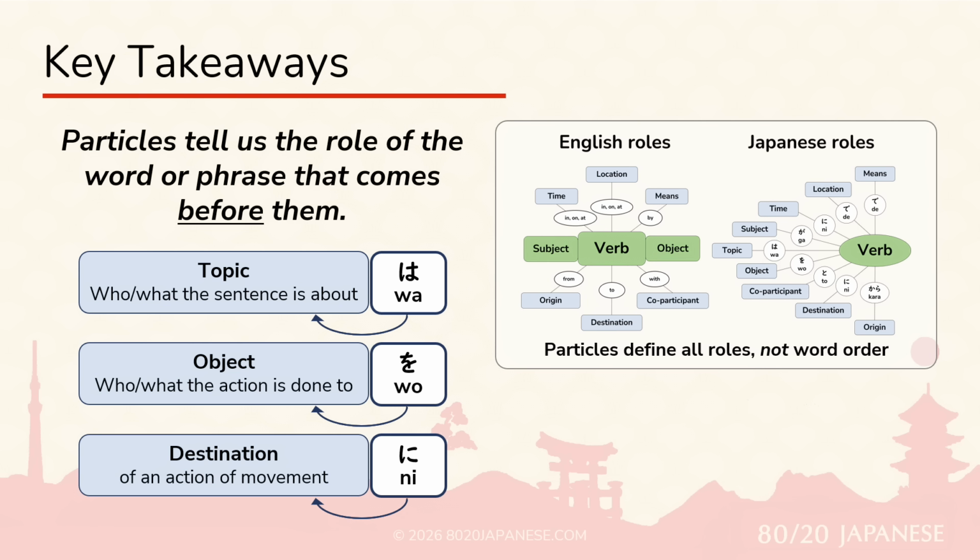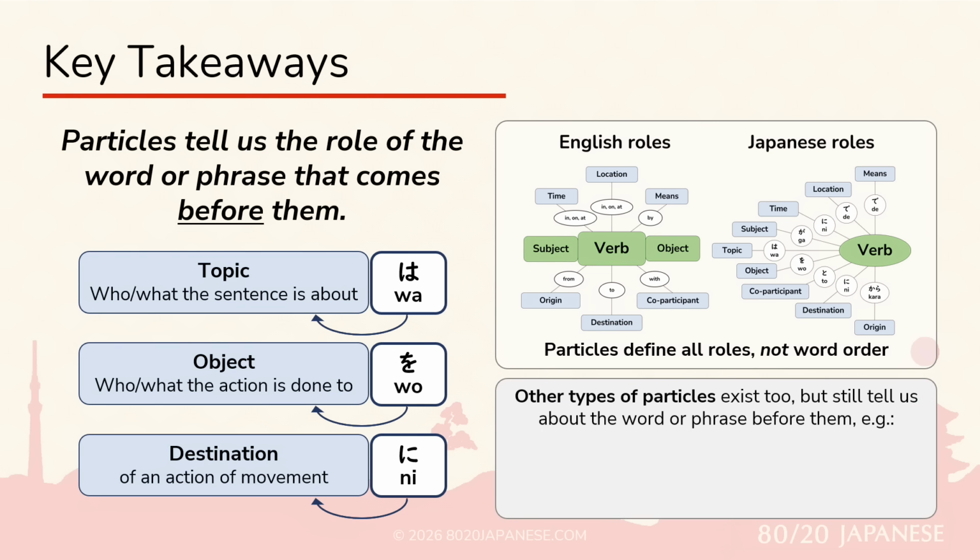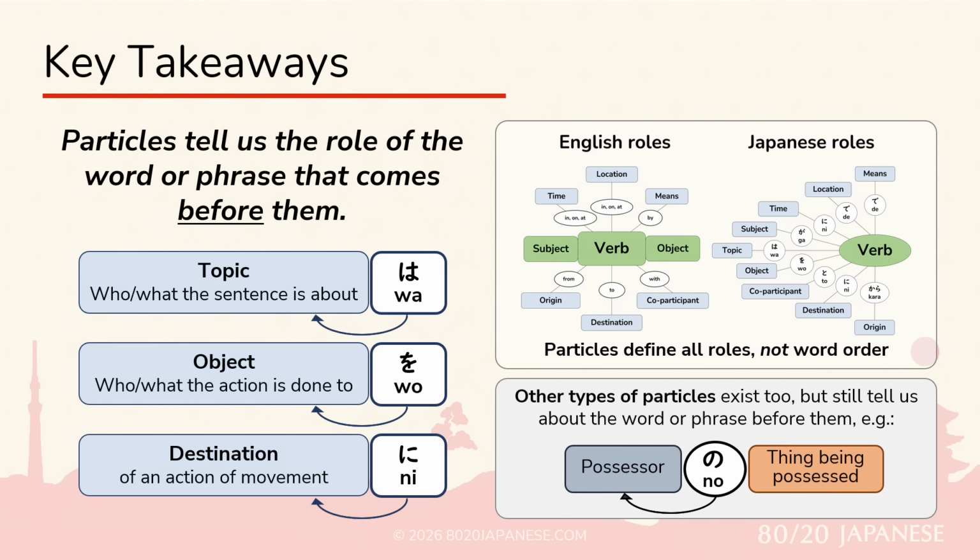There are, of course, many more particles, and there are other types of particles as well that work a little bit differently. For example, we briefly saw the particle no, which is a different type of particle to these other ones. It still tells us the role of the word before it, but instead of relating it to the verb, it connects words together, like watashi no kuruma. There's a lot more to explore with particles, things like how to expand elements within a sentence, how word order can change, and other particles like de, to, and kara.